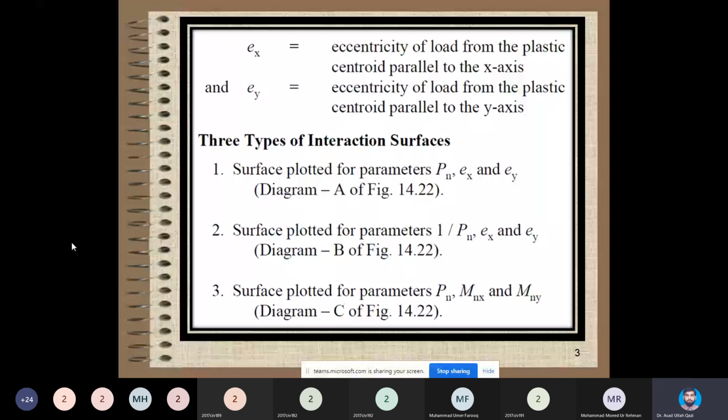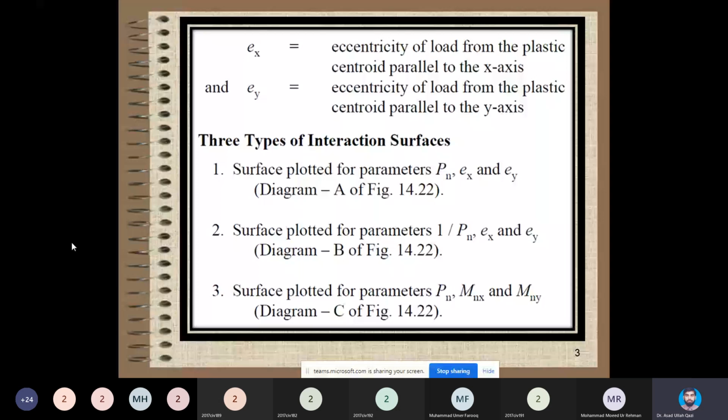Now in literature, you may find three different types of interaction surfaces, and different surfaces are normally called for different empirical methods to design the column. We will be discussing how to design a column under biaxial bending. There is one exact method, the compatibility of strain method, which is a little lengthy. Other methods are simplified methods.